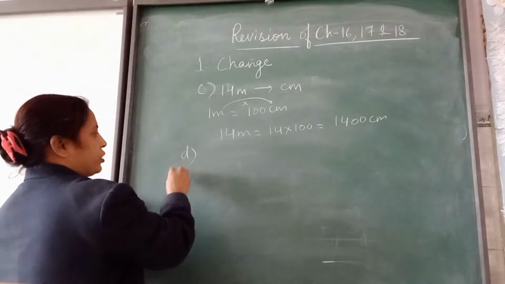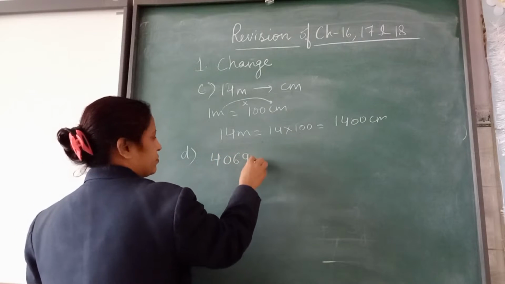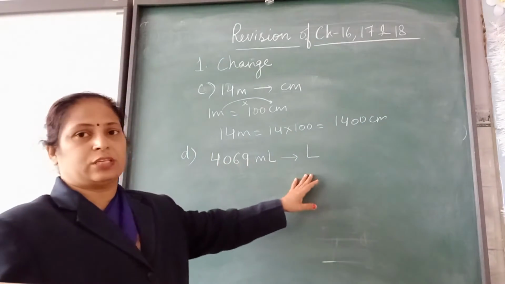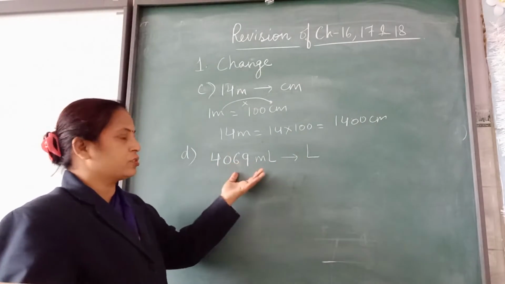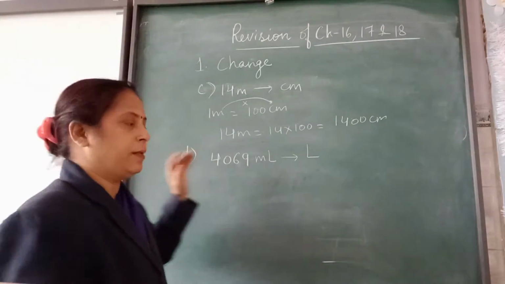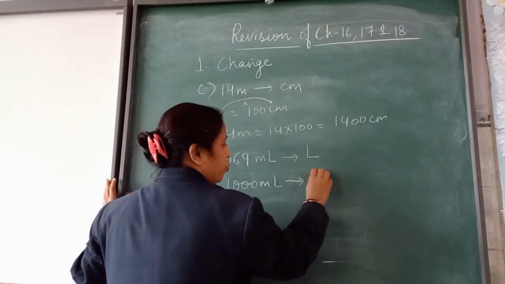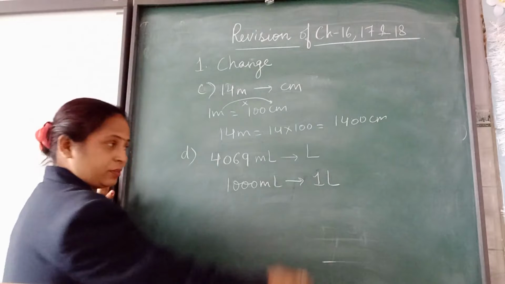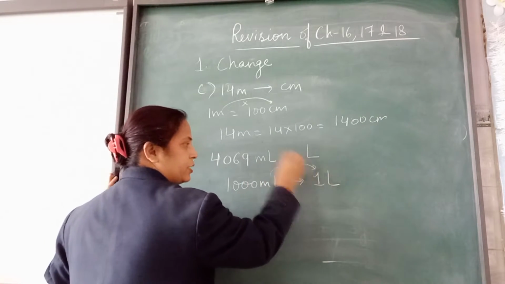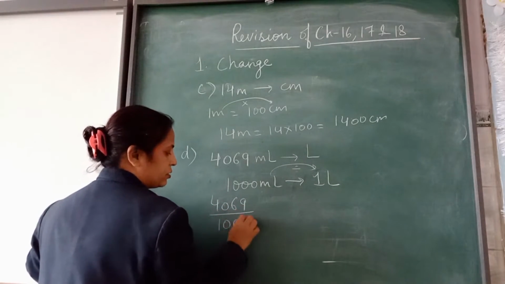Now let's see the next question. Now this you are going to change into liters. 4069 ml, milliliters, is given to you. You have to change into liters. Now you know that 1000 ml means 1 liter. So which is bigger? Liters. Now you are changing from milliliters to liters. So what you will do? You will divide by 1000.